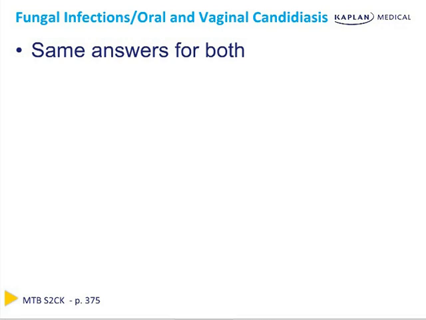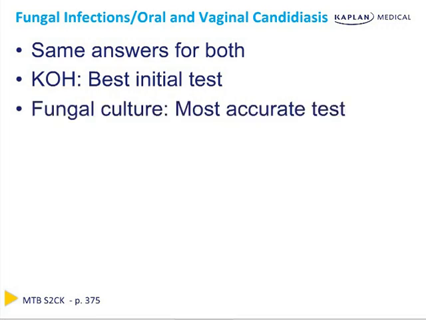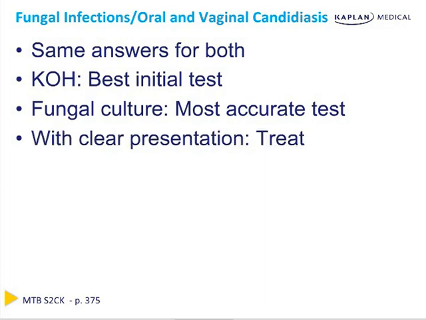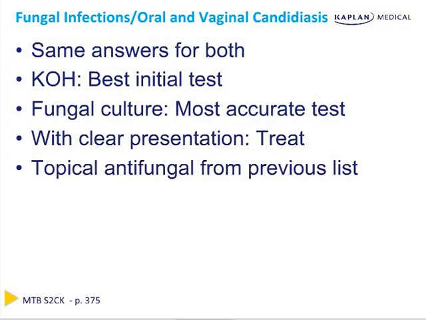The vagina and the mouth should be treated the same way. The same answers. Best initial test is a KOH, potassium hydroxide. The most accurate test is a fungal culture. The question that says, what do you do next, is neither of them. Straight to treatment with topical nystatin, topical clotrimazole, topical ciclopirox, topical antifungal from the previous list. That's why when HIV came around in the 80s, we already knew what you could use for oral candidiasis, because we simply took clotrimazole vaginal tablets and started putting them in the mouth for oral thrush and oral candidiasis, because it's pretty much the same treatment.